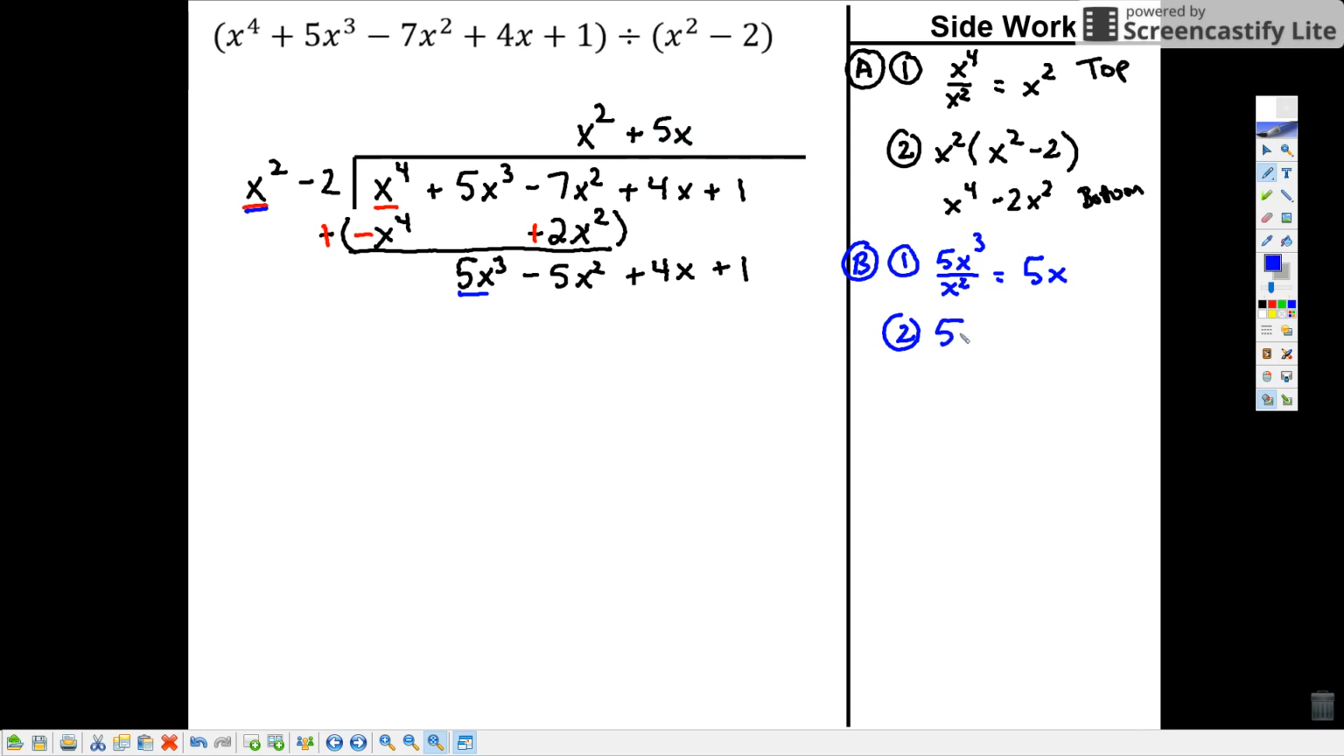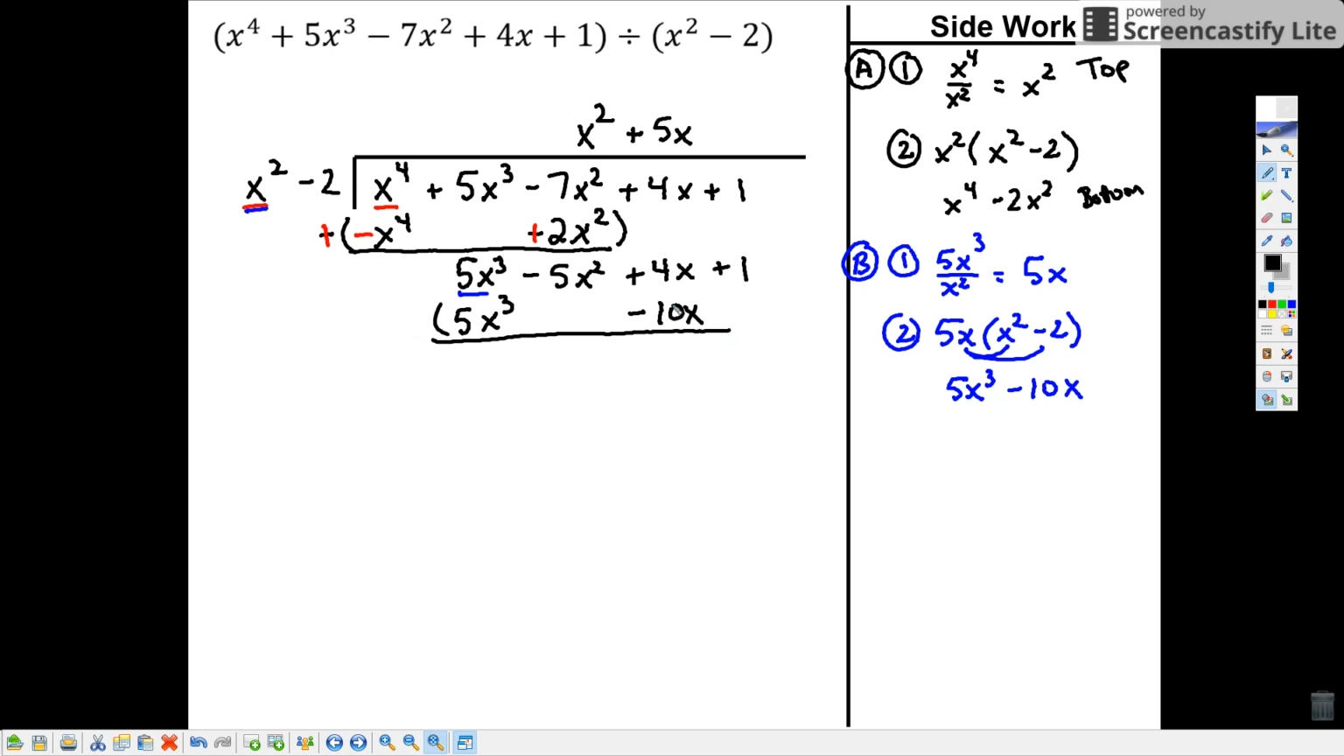Then we're going to go ahead and distribute that 5x into our divisor. So the divisor this time is still x squared minus 2. We distribute that in. So I'd get 5x cubed minus 10x. And then remember, we need to match up like terms when we write this below. So we're going to put this on the bottom. So we get 5x cubed, and then the minus 10x will go underneath the 4x.